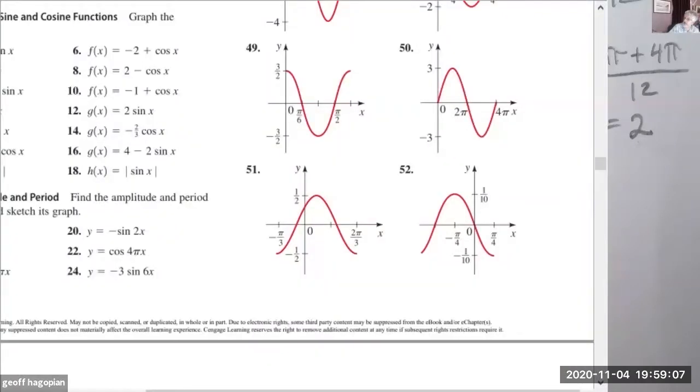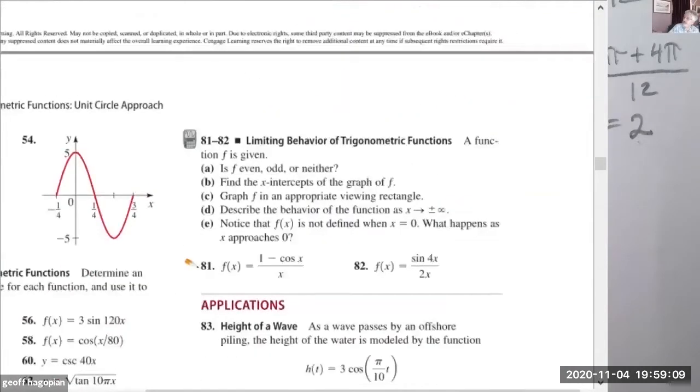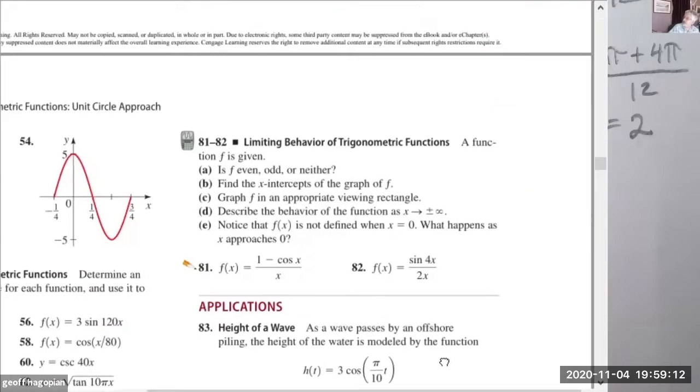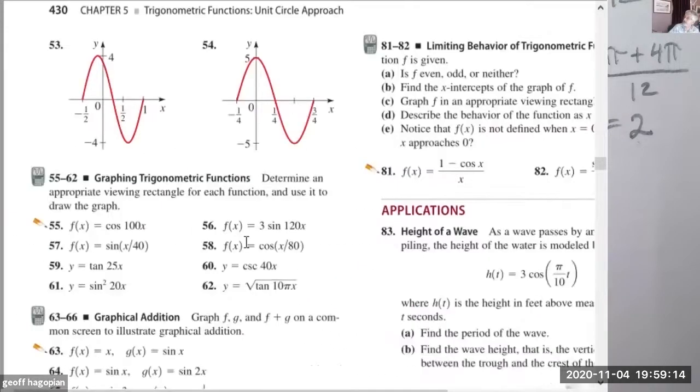Yeah. And there's more exercises. Hard to believe, but it's true. Determine an appropriate viewing rectangle for each function and use it to draw the graph. Well, for all of these, you've got a value of b, which is going to determine the frequency of oscillation. And they've got a little graphing calculator next to it too, right?